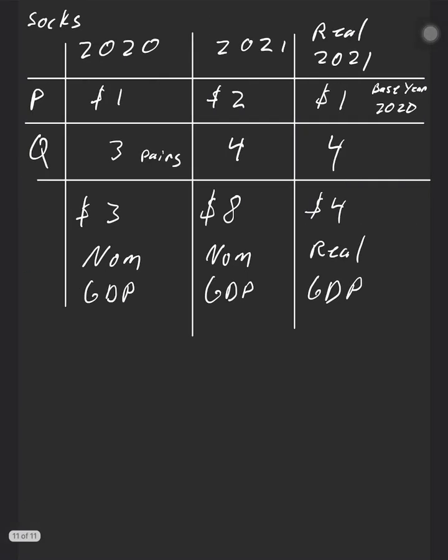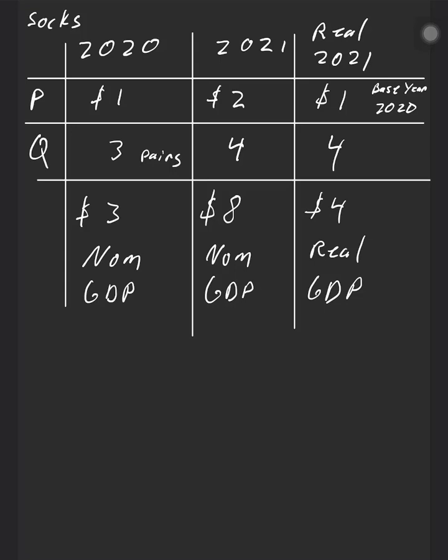Okay, let's do another example really quickly and simply just so that the numbers are very straightforward to us. So we've got a country, they produce 3 pairs of socks. Those socks cost $1 a piece. That gives us $3 in nominal GDP in 2020. In 2021, though, they move forward. They produce 4 pairs of socks at $2 a piece. Wow, now GDP went all the way up to $8, right?